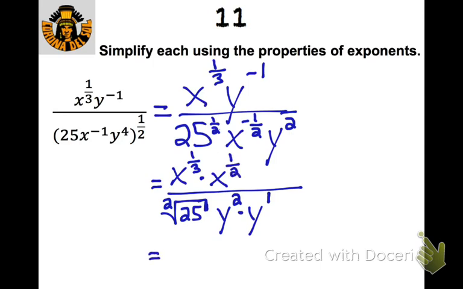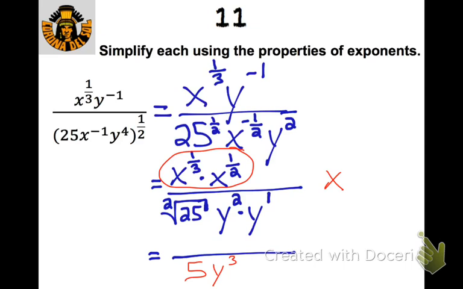Okay, so now we're going to keep trying to simplify. So on the bottom, we've got the square root of 25, which is just 5. And then this is 2 plus 1, so that's y cubed. And then we need to figure out what we're going to do with the top here. So we're going to keep the x, and we're going to add those exponents.